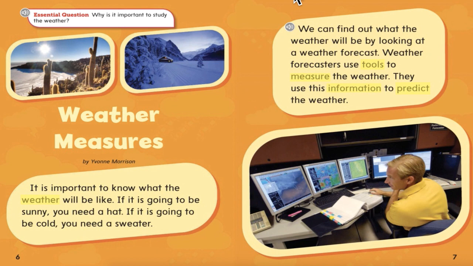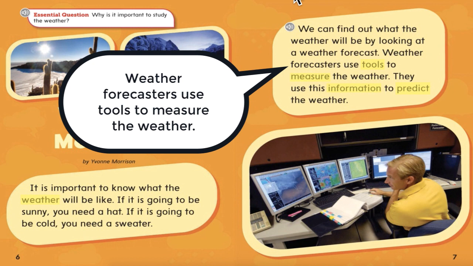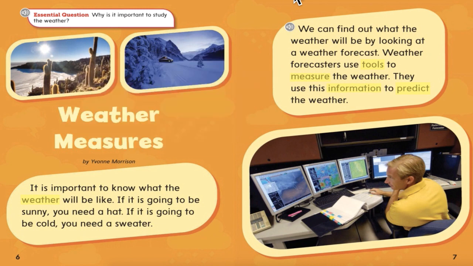As I reread this text, I am looking at how the author wrote telling sentences to give information about weather. Each sentence tells something new about measuring weather, such as weather forecasters use tools to measure the weather. Each sentence also begins with a capital letter and ends with a period. This helps keep the writing clear and easy to understand.